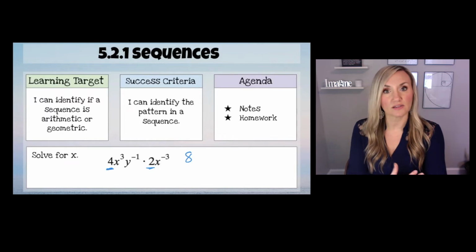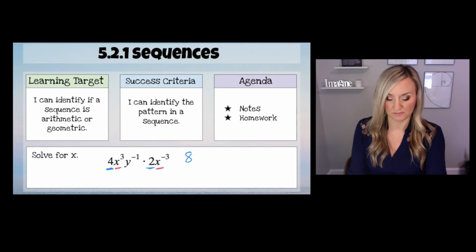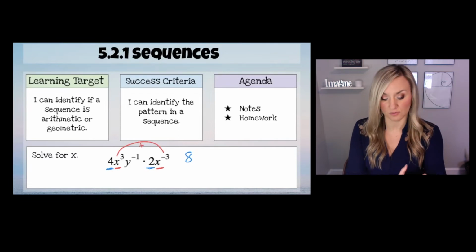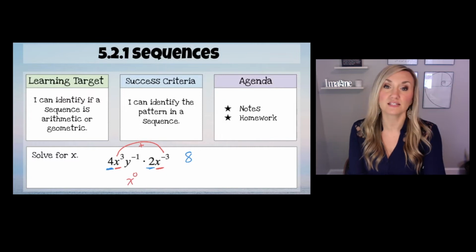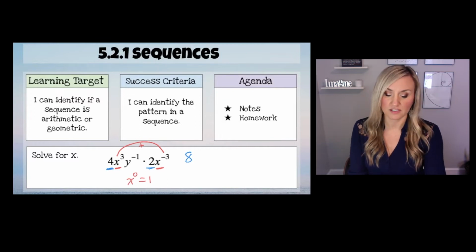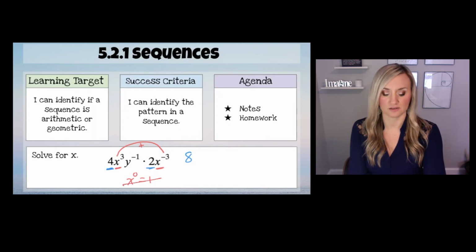Now let's take a look at the x's. I notice that I have this x to the third power and this x to the negative third power. Because I have the same base, I can simply add the exponents. 3 plus a negative 3 is x to the 0. Now anything to the 0 power is 1. So it's like saying 8 times 1, so therefore we can just say it's just 8 right there. The x to the 0 will just kind of cancel.